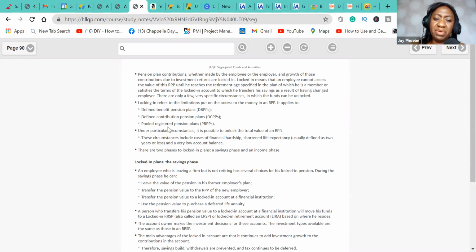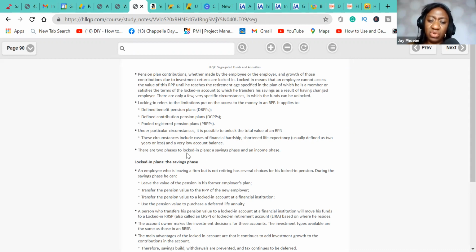Defined benefit pension plans. Locked in refers to the limitation put on the access of the money in the registered pension plan. This applies to defined benefit pension plans, defined contribution pension plans, and registered pension plans. Under particular circumstances, it is possible to unlock the total value of your retirement pension plan. These circumstances include the case of financial hardship, shortened life expectancy, usually defined as 2 years or less, and very low account balance.